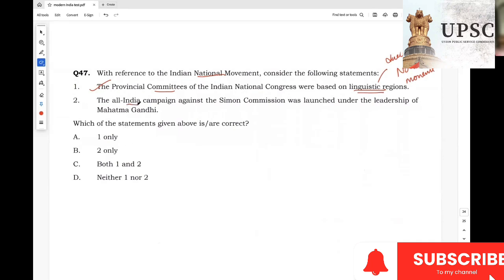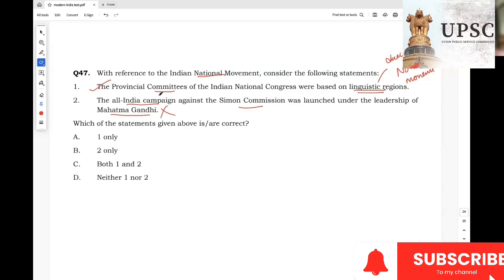Right. All India campaign against the Simon Commission was launched under the leadership of Mahatma Gandhi. No, Mahatma Gandhi ji was not at all there for the campaign against the Simon Commission. He just told the members of the Congress, you guys just go on, you work hard, my blessings are with you. Nothing wrong is going on, I am not going to be there to protest.